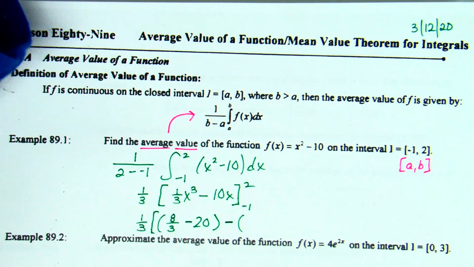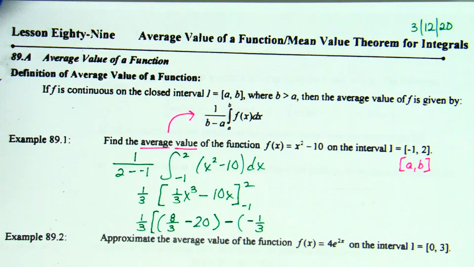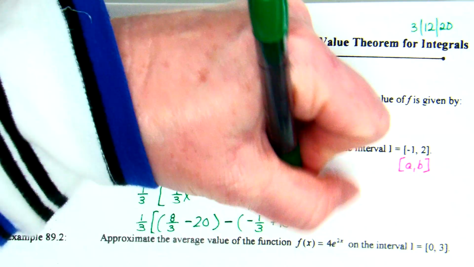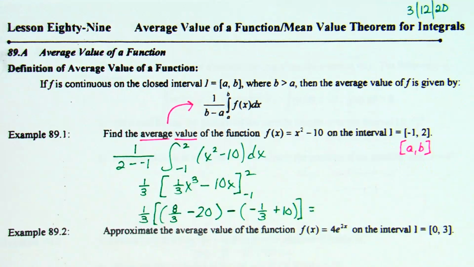So plug in negative 1. 1/3 times negative 1 cubed, negative 1/3, minus 10 times negative 1 becomes plus 10. Clean it up however you want, preferably without using the calculator though. Make our brains work. You know, 52 thirds.